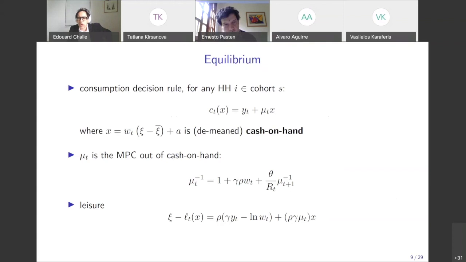No. The mortality rate has to be sufficiently high. So theta has to be sufficiently low. We have a condition in the paper. So basically, intuitively, the mortality rate should be sufficiently high to offset the divergence in wealth that would prevail without mortality. Okay. So there is a condition.